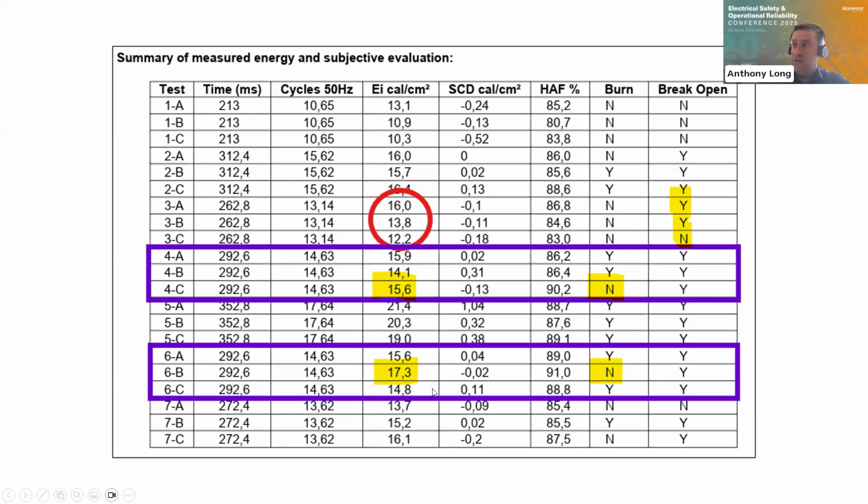Further on down here, we have 6, A and B and C. We have 15.6, 17.3. So again, a big jump, 14.8, 17.3. And at the highest arc rating, 17.3, there was no burn. Okay, so this is the unpredictability of an arc. An open arc test is a really, really unpredictable test.